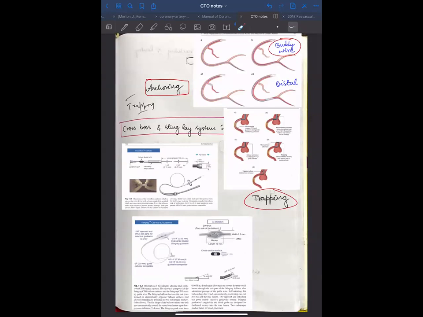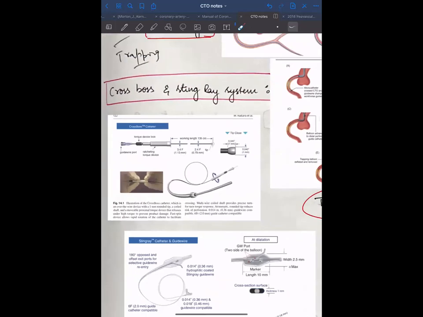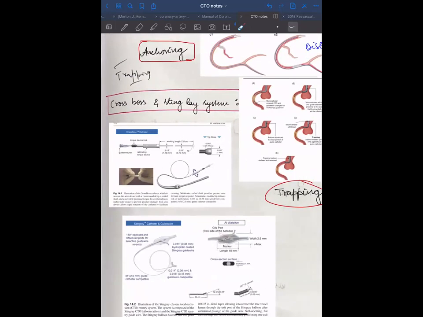So before we come to this, I'll just talk to you about 2 more important recent updates in this hardware, which we need to know: the Crossboss and Stingray system. Both of these are very easily available in Europe, but very expensive and not so available in India. The Crossboss catheter itself costs 1,45,000, and Stingray also has very limited use. But nonetheless, we need to know because they are game changers in the CTO field.